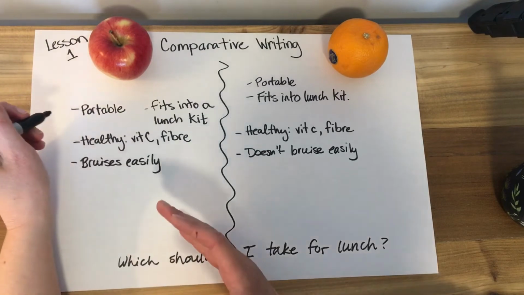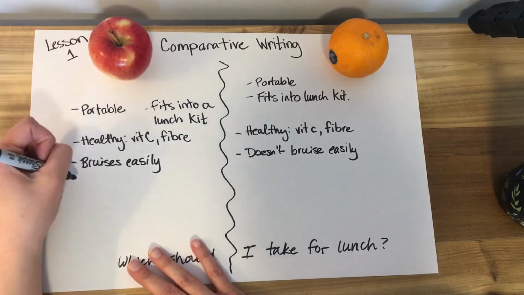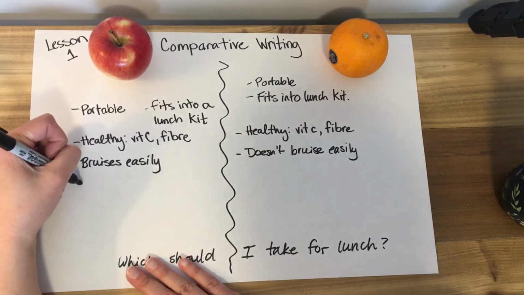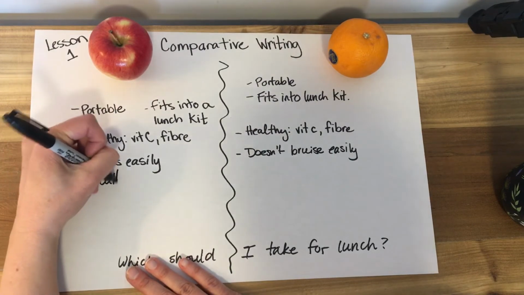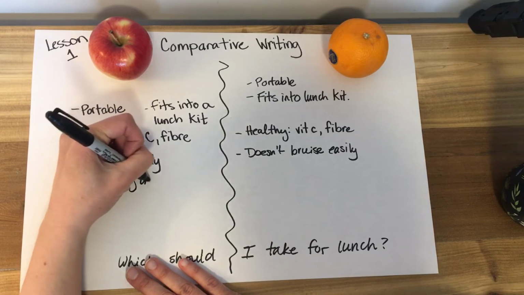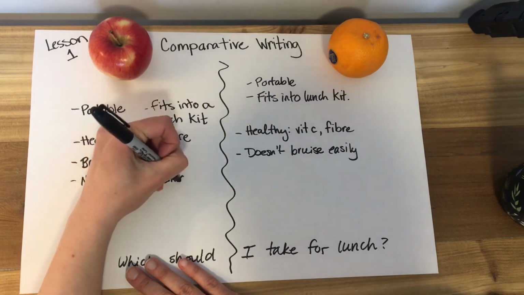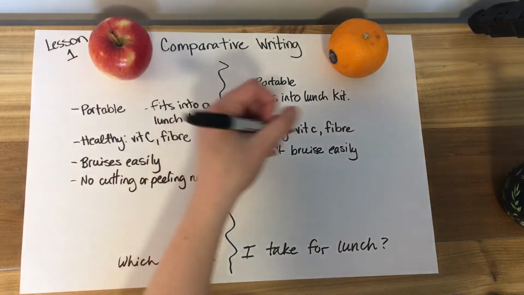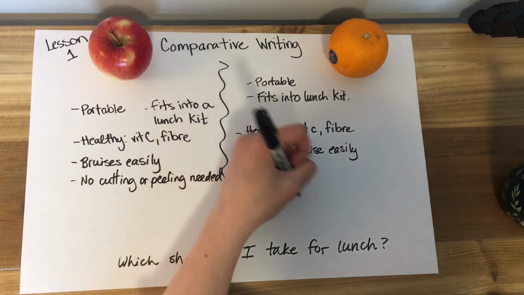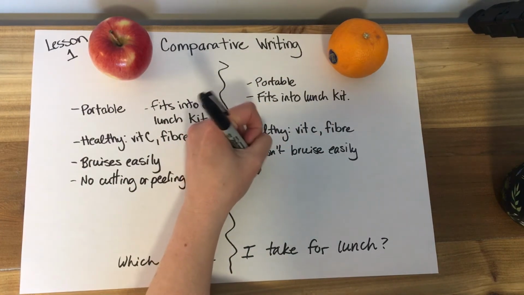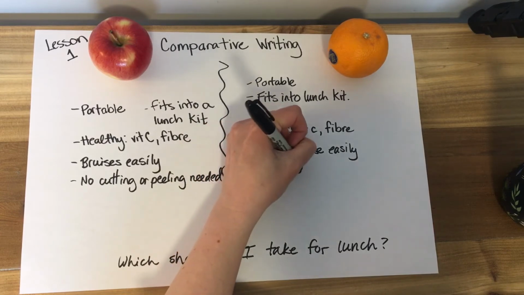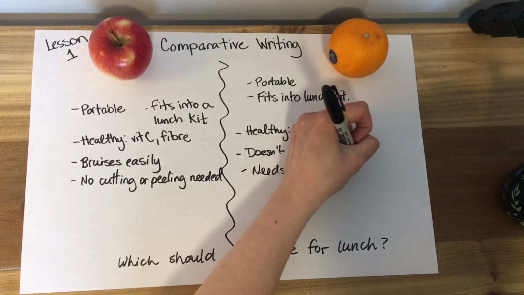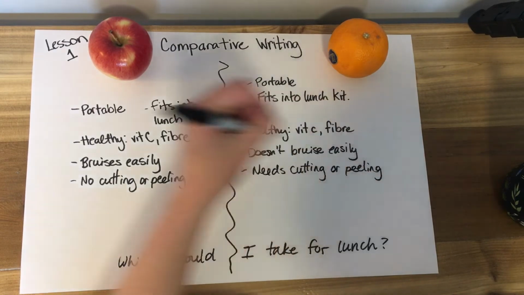The apple doesn't require any other equipment. You don't have to cut it. So no cutting needed or peeling needed. But your orange, you're going to have to peel it or cut it. So that might mean you need to bring a tool to do that, or you need to do it at home.